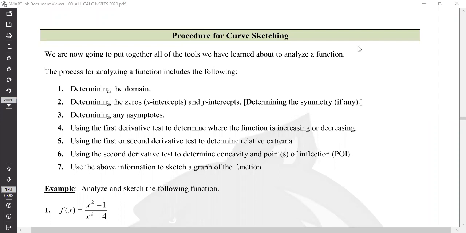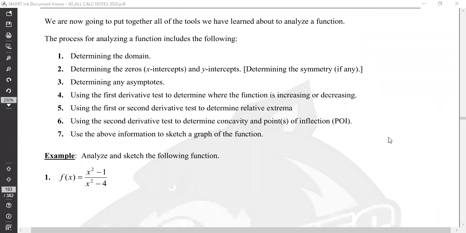Now we're going to put all that we've been doing together in our procedures for curve sketching. This should be on page 193 or so of your workbook, depending on which version of the workbook you have. So let's go ahead with this. It's going to take all that we've been doing in the last few sections and mash it all together. Let's see how we can make ourselves a graph without a graphing calculator.